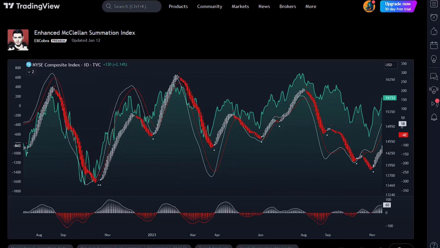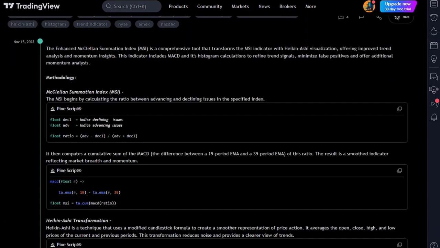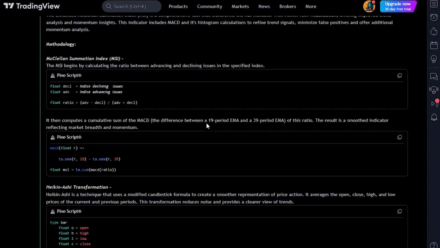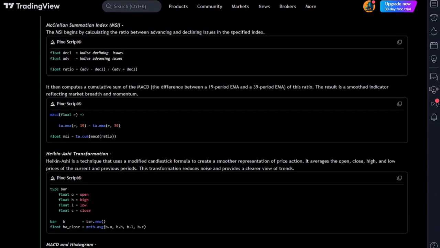Let's break down the methodology behind this powerful indicator. The MSI starts by calculating the ratio between advancing and declining issues in a specified index. It then takes this ratio and computes a cumulative sum of the MACD, or moving average convergence divergence, of this ratio. The MACD itself is the difference between a 19-period EMA, or exponential moving average, and a 39-period EMA, which helps smooth out the data and gives us a clearer picture of market breadth and momentum.